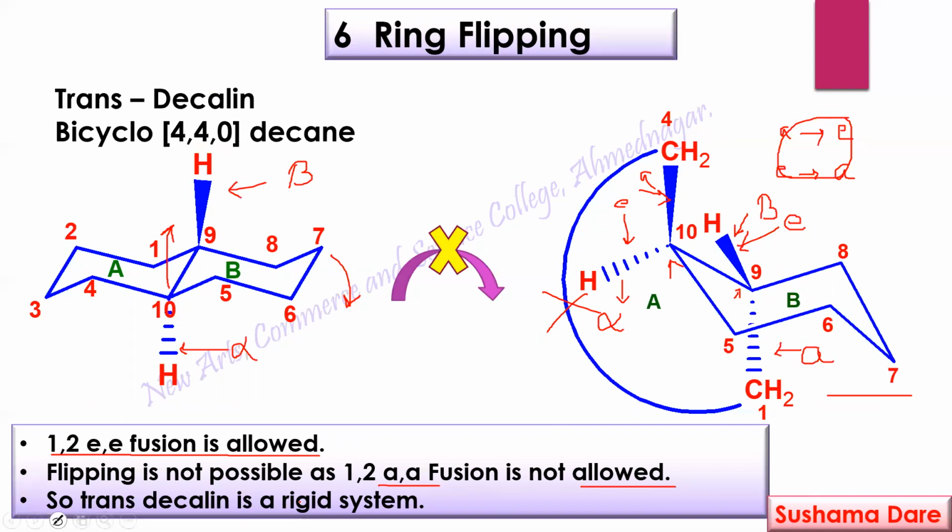So trans-decalin does not undergo flipping, therefore we call this system a rigid system. Trans-decalin never undergoes flipping. The reason behind this is that 1,2-AA fusion is disallowed. We cannot make a ring, that is ring A, by using 1,2 axial bonds.